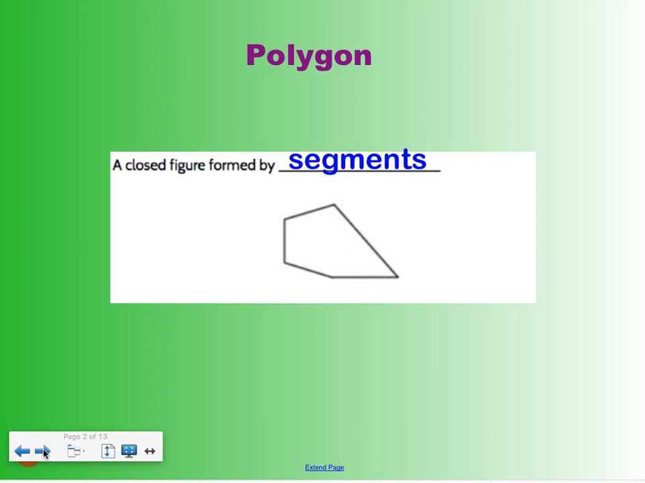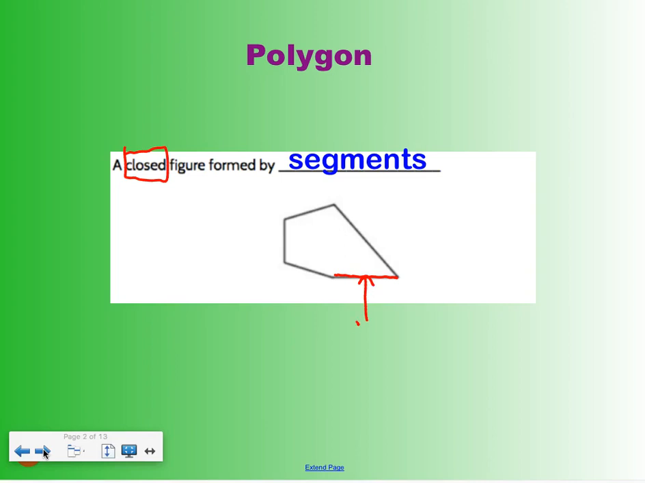But the first word is polygon. We need to figure out what this thing is. And a polygon is just a closed figure formed by segments. So what you need to think of is it just needs to have straight sides. Like there can't be curves. And another key word would be closed. So a closed figure. So all your sides meet and touch.